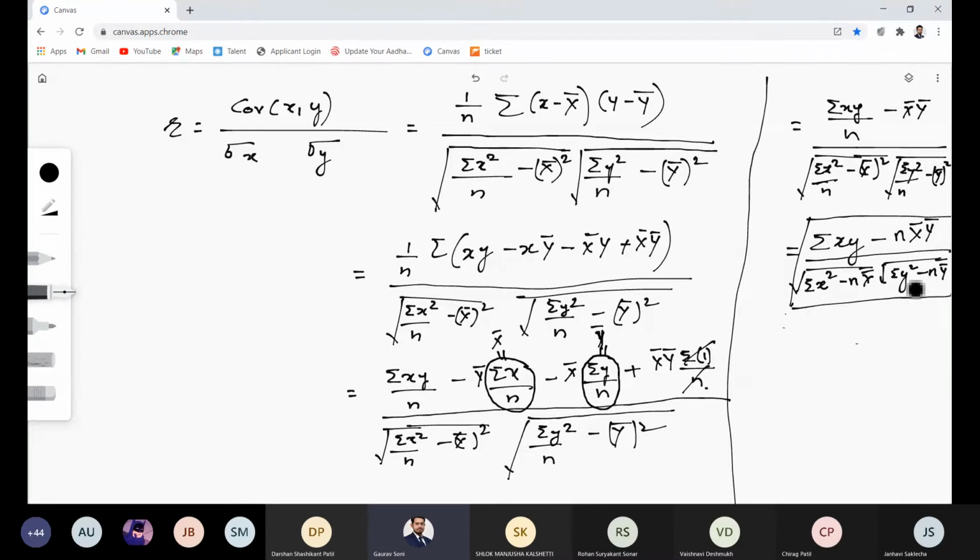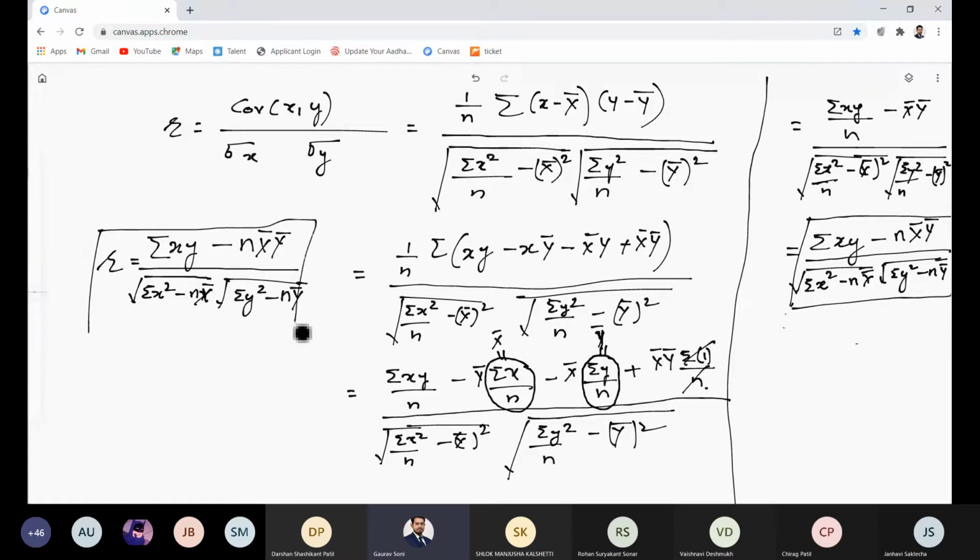So this is the formula that you have to include in the list that I told you to make. Correlation r of xy is equal to summation xy minus n times x bar y bar upon under root summation x square minus n times x bar square, under root summation y square minus n times y bar square. Please include this in your list.